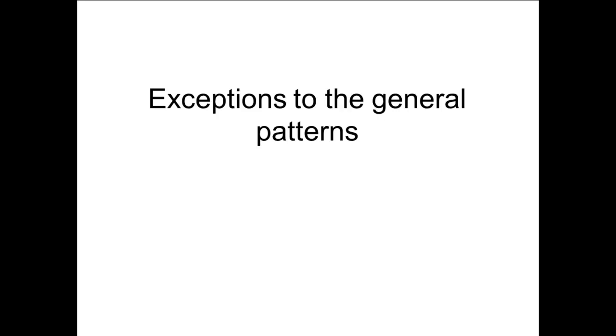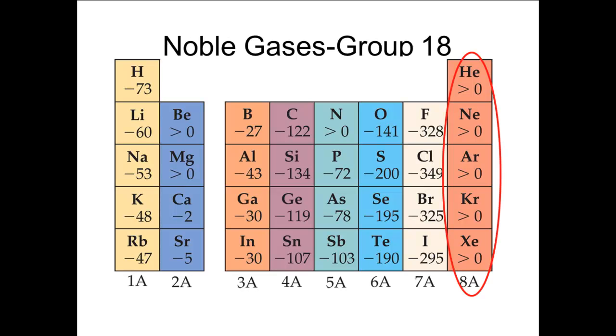As with ionization energy, there are exceptions to the general patterns. This time, however, there are 3 of them. The noble gases all have electron affinities greater than 0, which means that we have to put energy in to add an electron, rather than getting energy out.